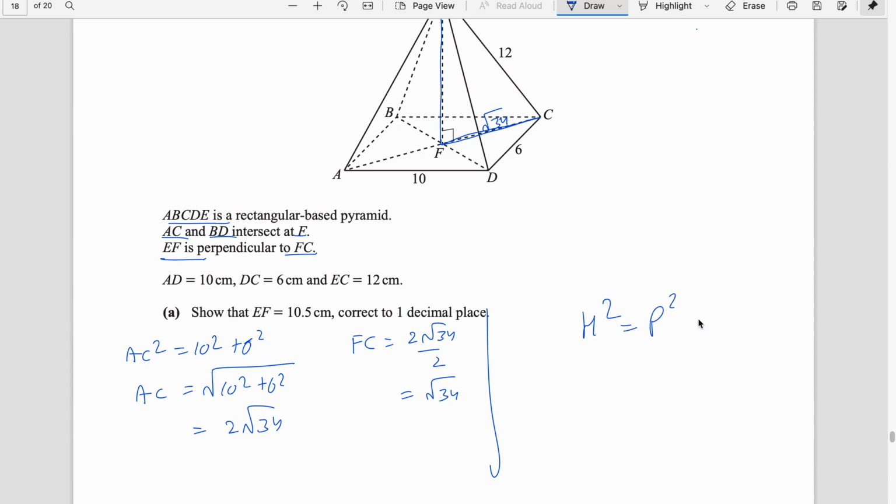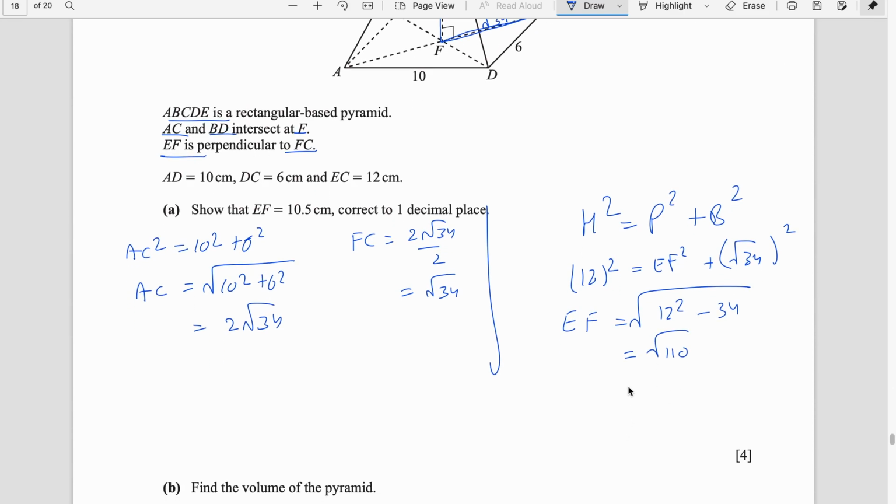Now we have the square root 34 and the Pythagoras theorem. Hypotenuse square equals perpendicular square plus base square. 12 squared is equal to EF squared plus square root 34 whole square. Solving for EF, we get square root of 12 square minus 34, and that is square root 110, approximately equal to 10.48, which should round off to 10.5 as mentioned in the question.